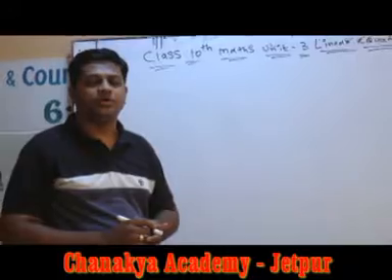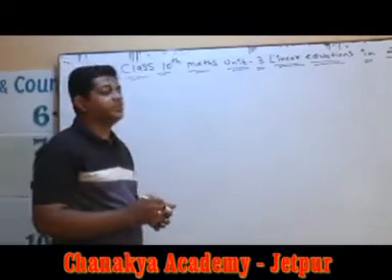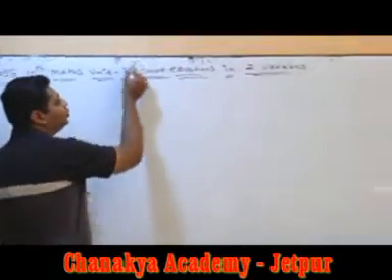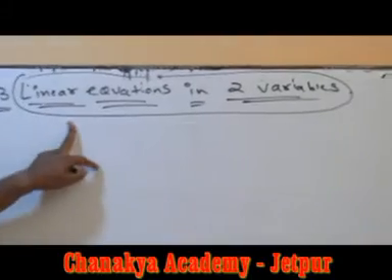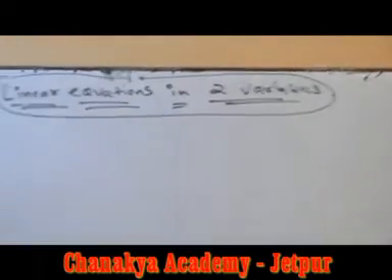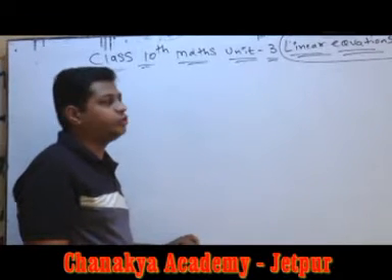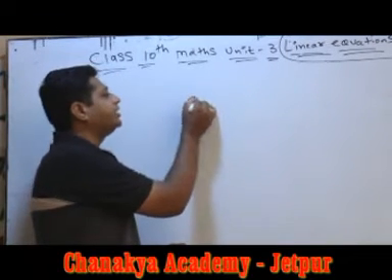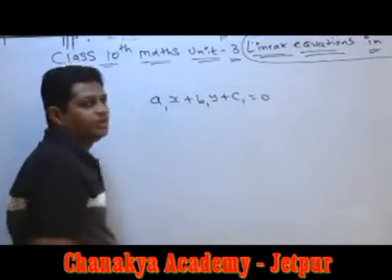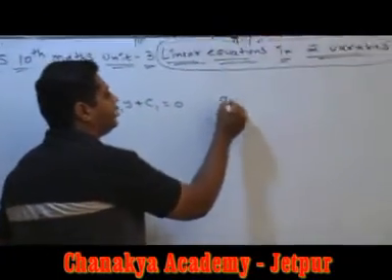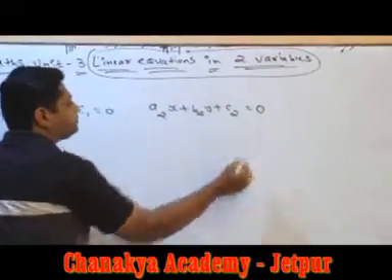First we have to understand some basic fundamentals of this chapter. The chapter itself reveals that it goes with linear equation in two variables. Students, we have to emphasize the name of the chapter, linear equation in two variables. That means here there are going to be two equations. For example, a1x plus b1y plus c1 equal to 0. Students, the second equation will be a2x plus b2y plus c2 equal to 0.